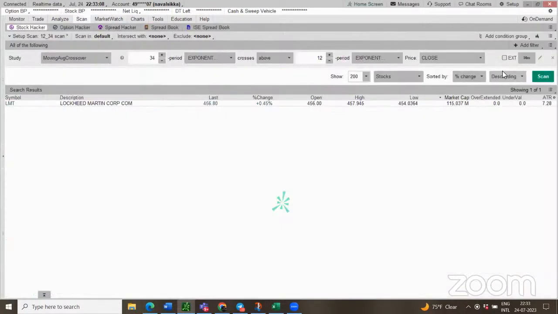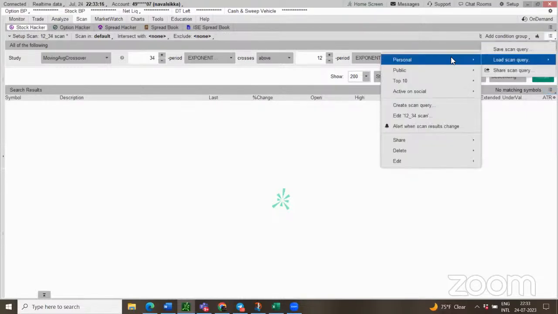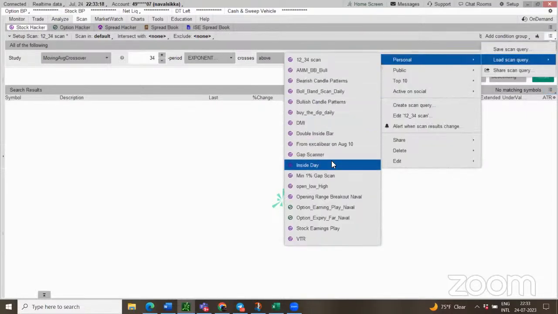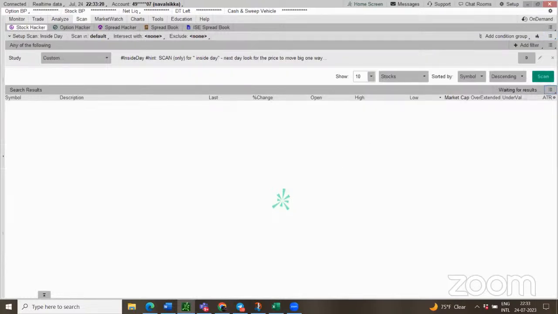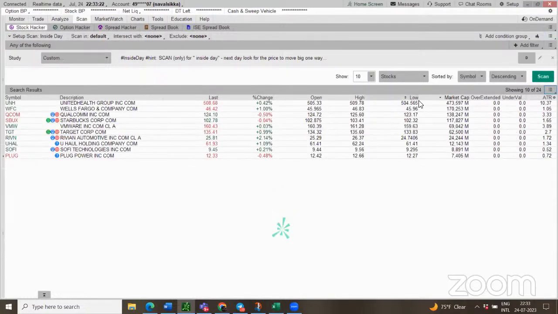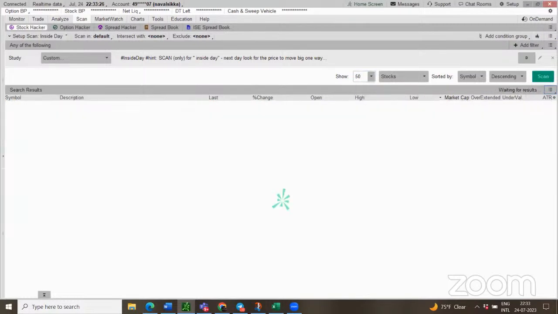Let's start from the scan. I'm looking for 34 crosses 12. No matching symbols. Inside day. A lot of inside days. 24 of them.